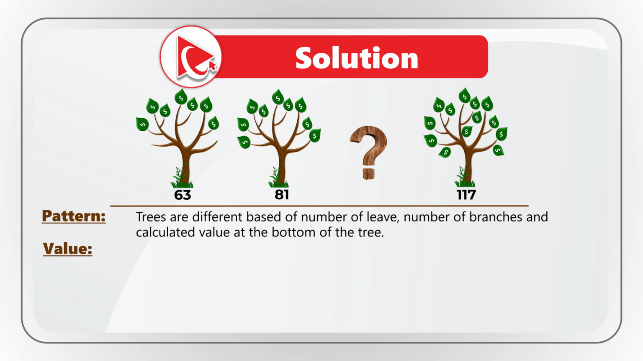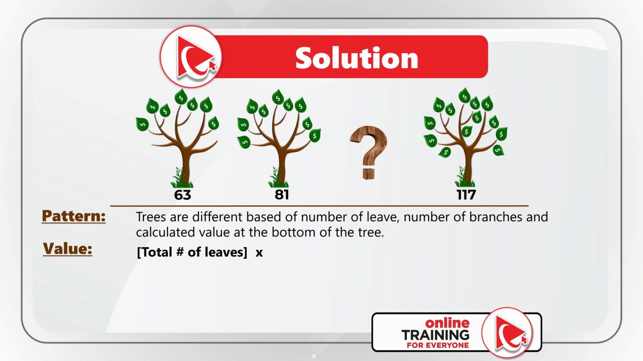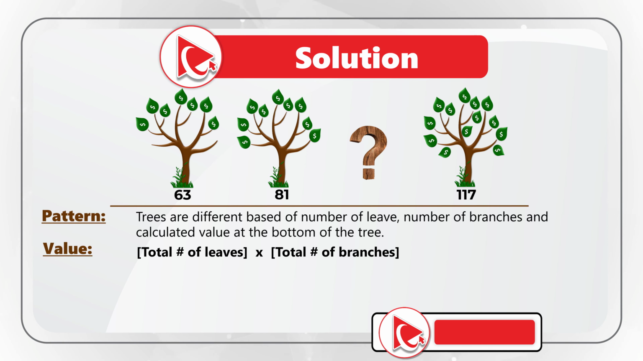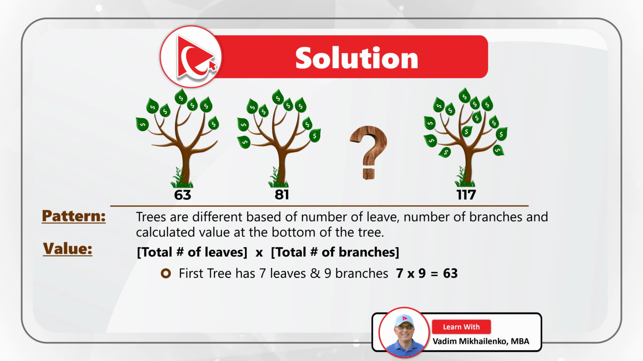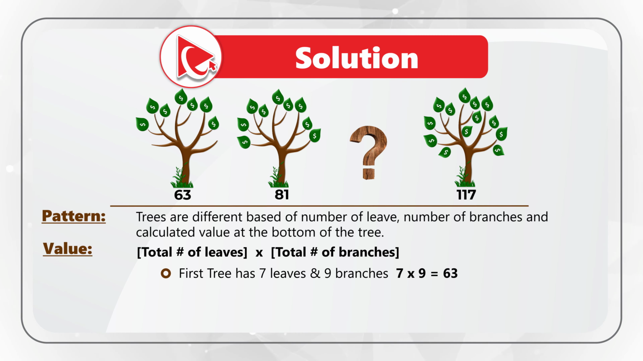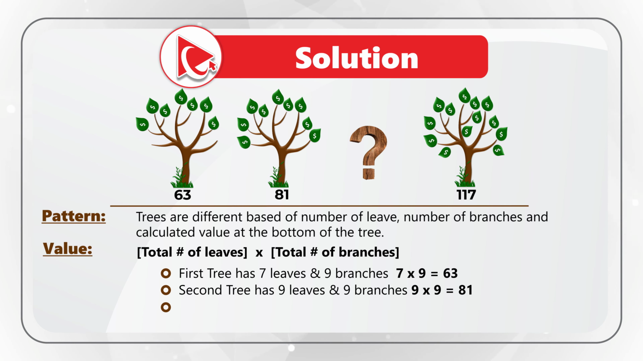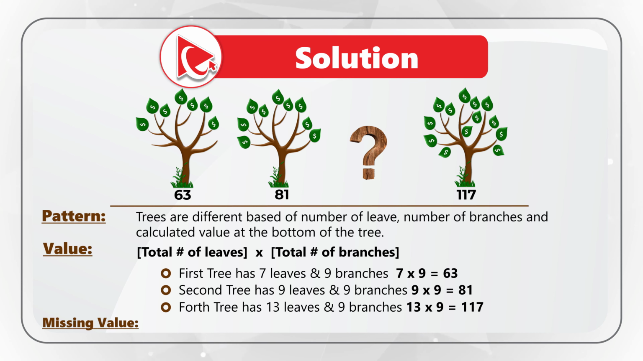And to calculate the value, you need to multiply the total number of leaves by the total number of branches on the tree. For example, the first tree has 7 leaves and 9 branches, and the number at the bottom is calculated as 7 by 9 equals 63. The second tree has 9 leaves and 9 branches, and 9 multiplied by 9 equals 81. The third tree is missing, but the fourth tree has 13 leaves and 9 branches, and 13 multiplied by 9 equals 117. So to calculate the missing value on the third tree, you need to multiply 11 leaves by 9 branches, and 11 multiplied by 9 equals 99.